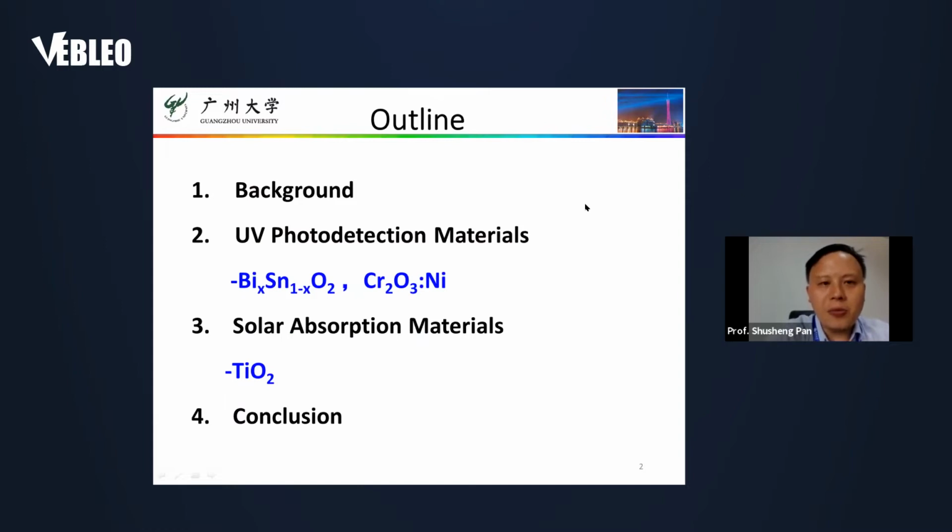First, I will introduce some background. Second, I will present some UV photodetection materials, tin oxide and chromium oxide. Third, I will introduce some solar absorption materials, amorphous titanium oxide. And at last, I will give some summary.